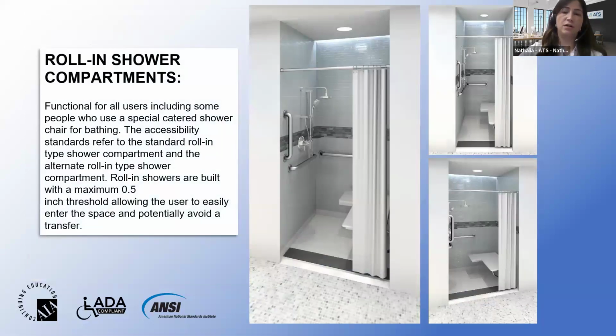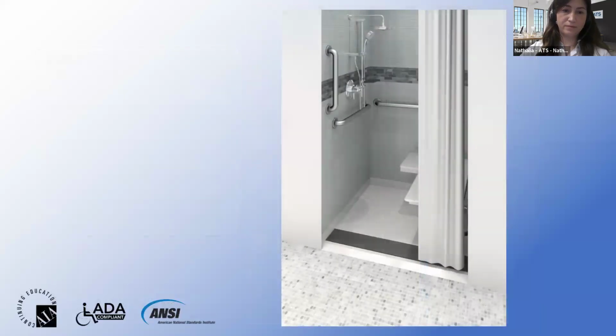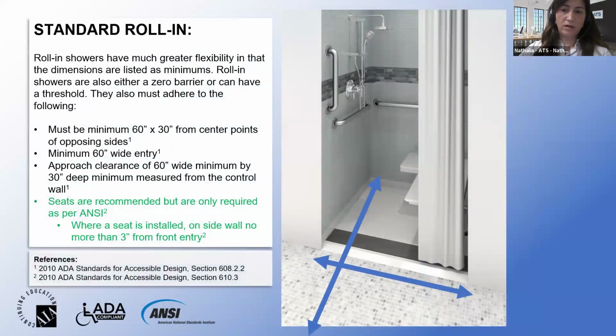For the rolling shower compartments, as I explained before, this is a type that should accommodate either the user with the wheelchair or a caregiver, and the threshold is allowed but not more than ½ inch as well. Slightly larger than the transfer type shower, the shower compartment here should be a minimum of 60 inches by 30 inches, with a 60 inches wide entry, and an approach clearance of 60 inches wide by 30 inches deep.